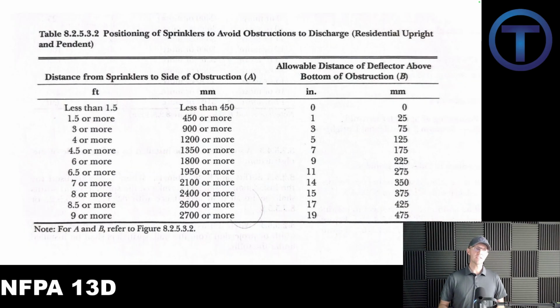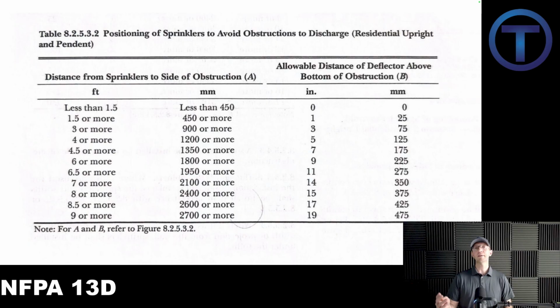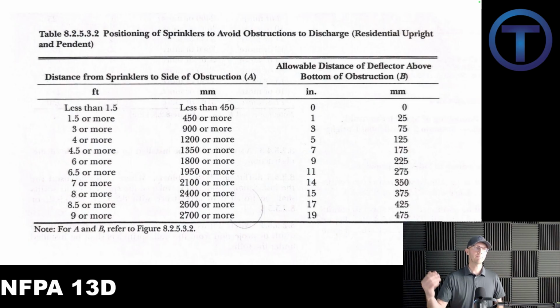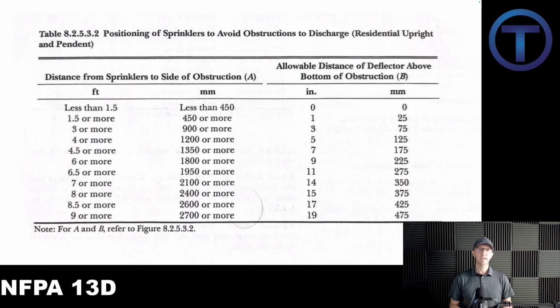Start with the table 8.2.5.3.2. This is position of sprinklers to avoid obstructions. And this is for residential upright and pendant sprinklers. Upright meaning that it comes off the top of the pipe. Pendant meaning it's coming down from the ceiling, right? Either way, here we have this table, and it's used in conjunction with a figure that we'll look at here.